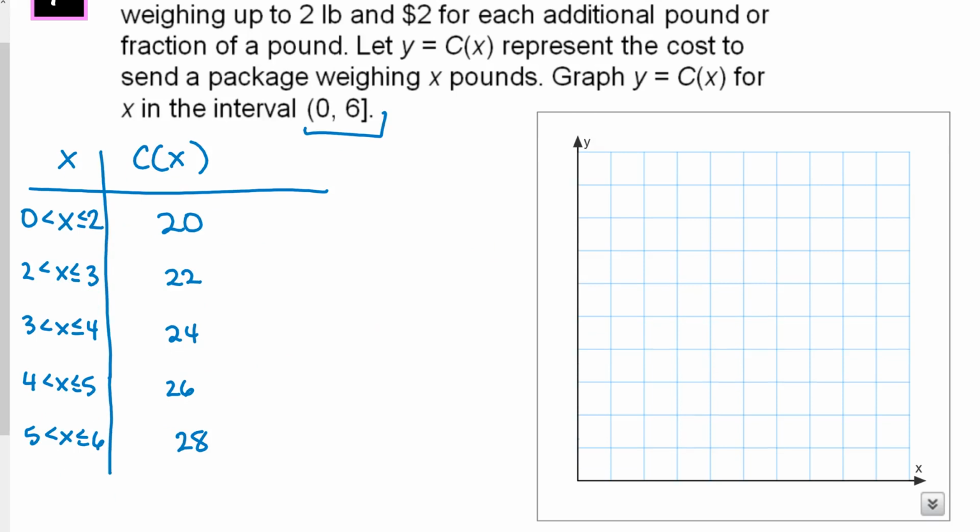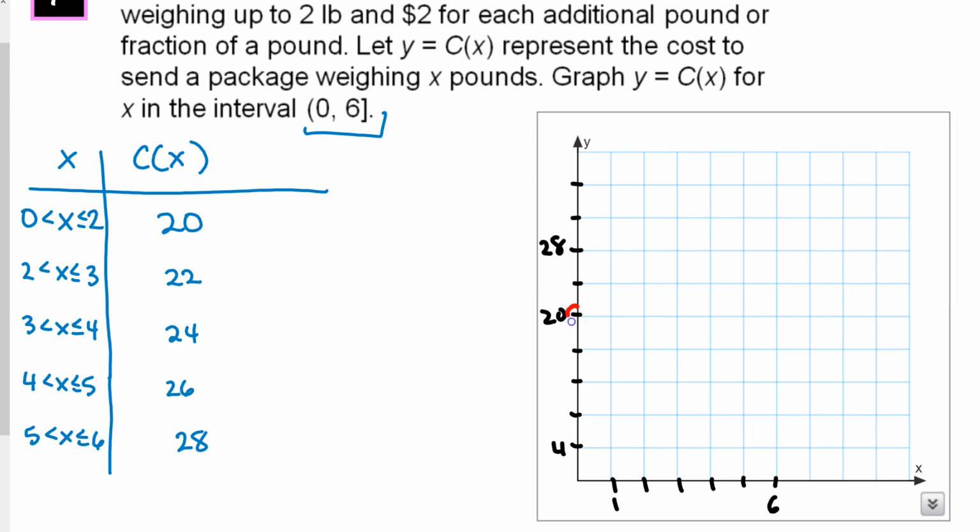So on the x-axis, we're going from 0 to 6, so I'll just go by ones. And then on the y-axis, we need to go up to 28. I'll go by 4s. That might not have been the best choice. It might have been a good idea to just make a break in the graph on the y-axis, but oh well, it's okay. So between 0 and 2, the cost is $20.